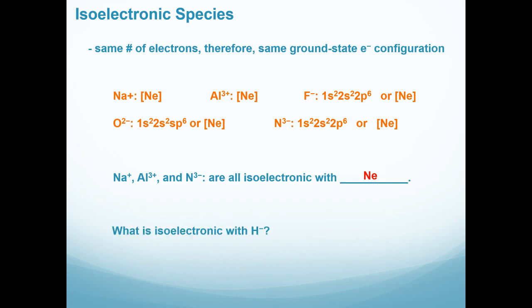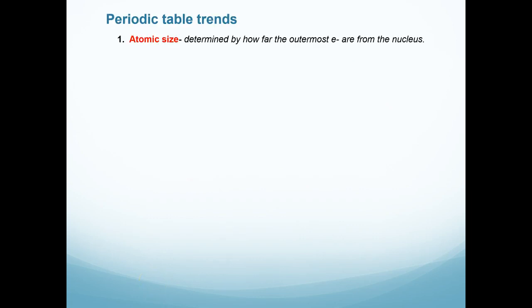We want to think of what's isoelectronic with H-, which we call hydride, and that's going to be helium. So they both are going to have 2 electrons. So now that leads us to one of my favorite topics, and that's periodic table trends.